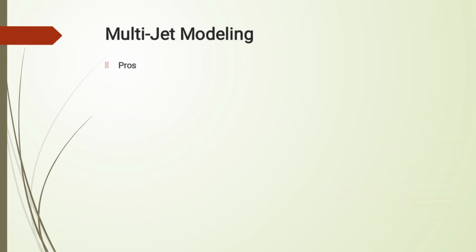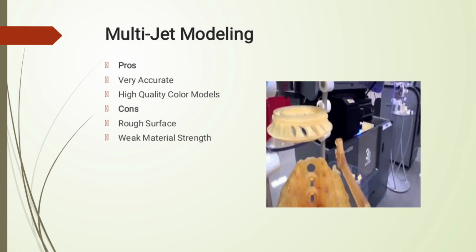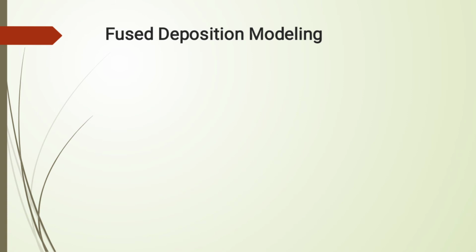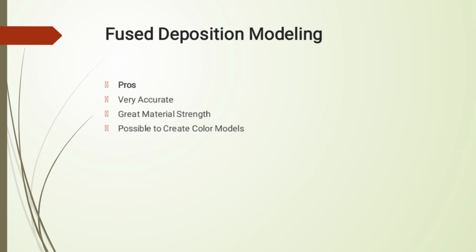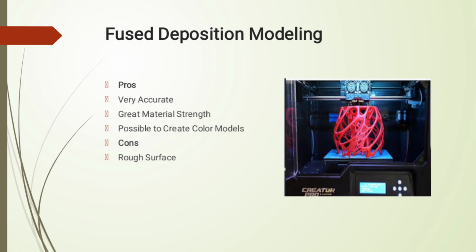Multi-jet modeling. Pros: very accurate, high quality color models. Cons: rough surface, weak material strength. Fused deposition modeling. Pros: very accurate, great material strength, possible to create color models. And cons: rough surface.